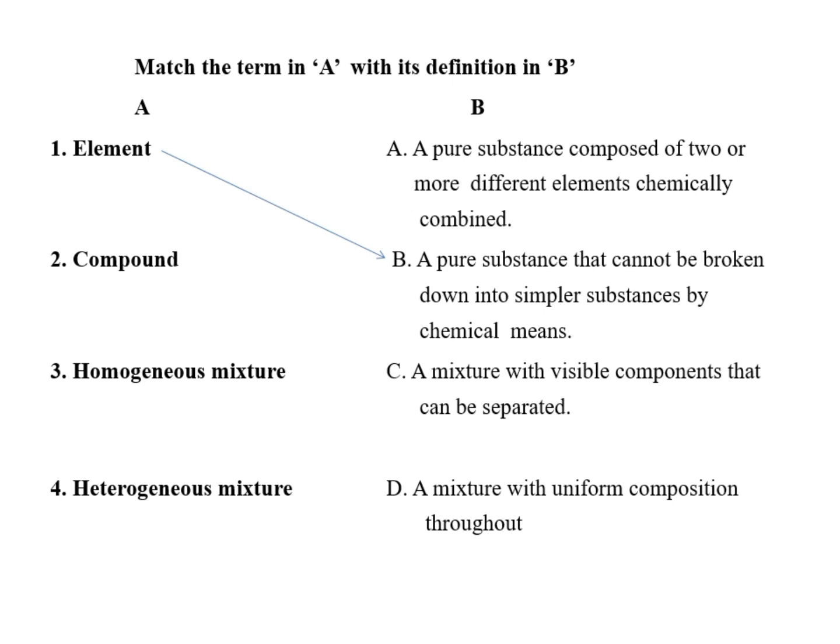An element is a pure substance that cannot be broken down into simpler substances by chemical means. A compound is a pure substance composed of two or more different elements chemically combined. A homogeneous mixture is a mixture with uniform composition throughout. And a heterogeneous mixture is a mixture with visible components that can be separated.